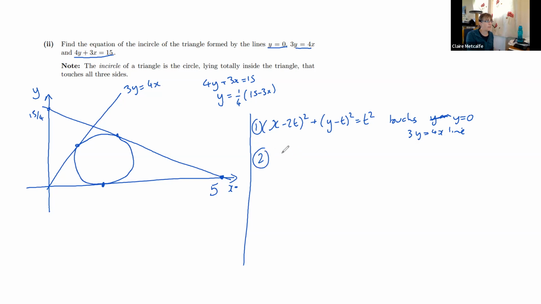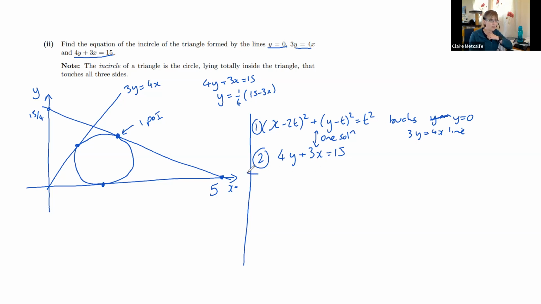So I'll write down the equation of the last line. What we want is one solution. If they touch, you get a repeated solution or one solution because it's a quadratic. We want one solution of that pair of simultaneous equations. We only want this circle to meet the other line at one point, which is going to be this point here. One point of intersection. Okay, so this is some simultaneous equations.